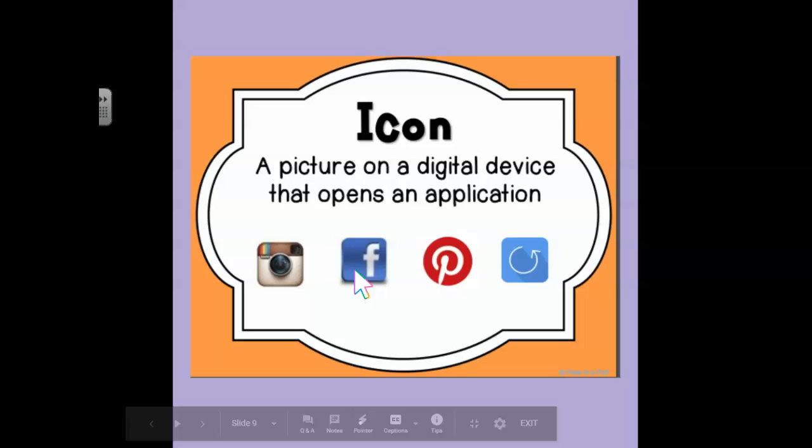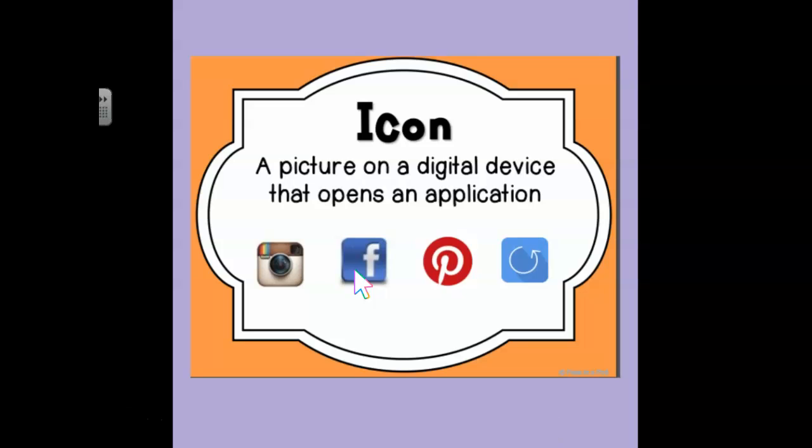It would open up Facebook. That's right. All right, some of you guys have your games on your iPad. What happens if you click the picture of the game? What's going to happen? It is going to open. That is called an icon.